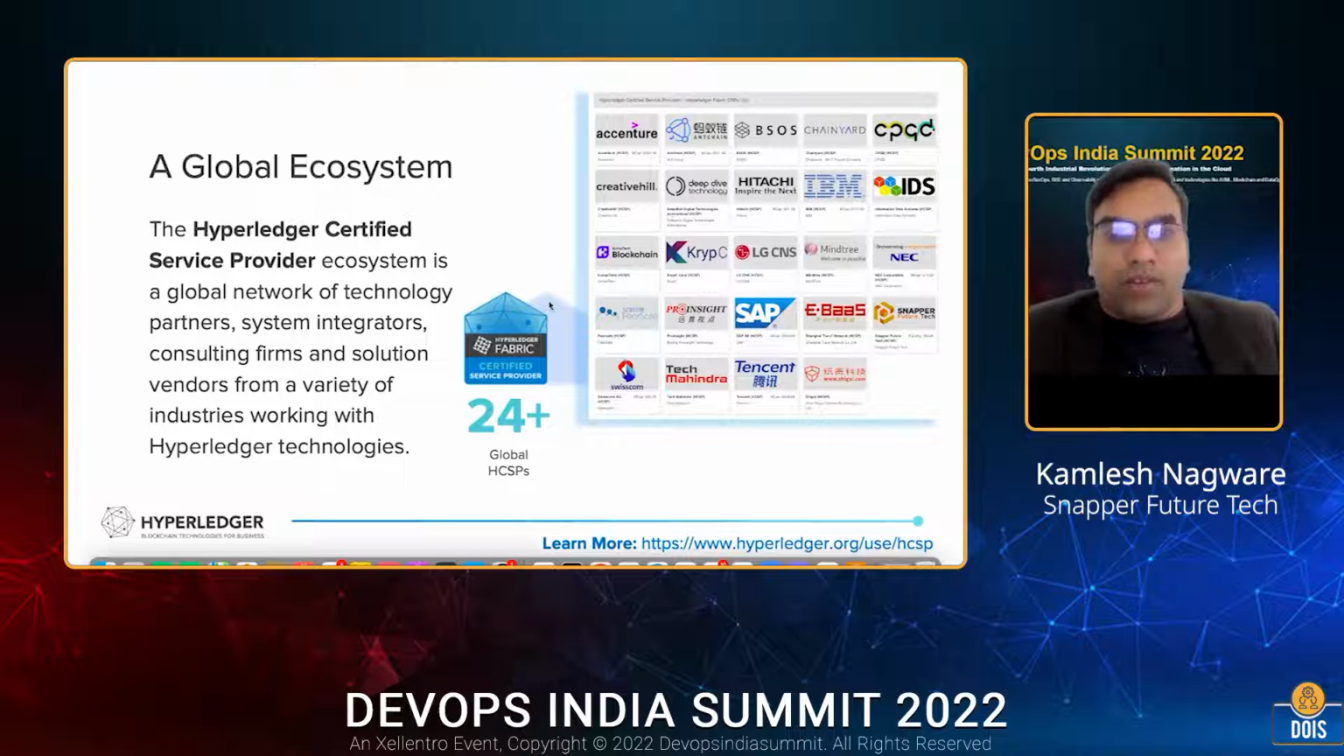ecosystem, where they have listed and certified companies with deep expertise who can help any company or any solution to build around Hyperledger technologies. And even one of my companies is part of this global Hyperledger certified service provider program. And many others are there, like Chainyard, like IBM, like Accenture, like Tech Mahindra, who are building and helping companies to build Hyperledger Fabric or Hyperledger-based solutions.